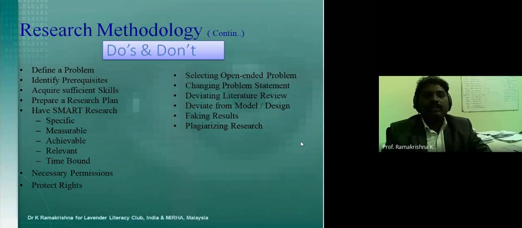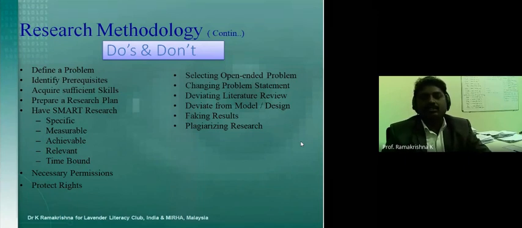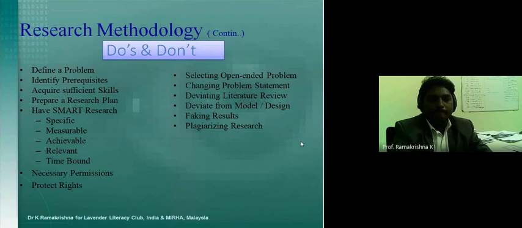And the most important thing is faking results. For any purpose, let the research results be genuine. It should be the code of the research. Putting original results is very important, whether they are improved or not. It's very important to keep the original results as they are. And plagiarizing research is never accepted in research activity. You all know what plagiarism is.